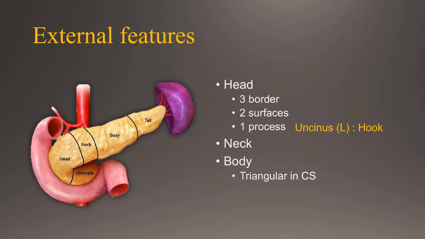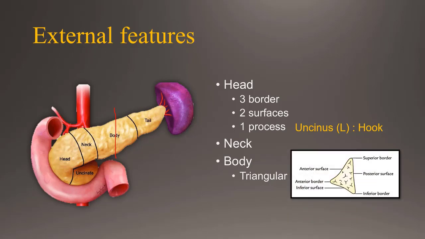Body is triangular in shape. When we take cross section through the body like this, we see it triangular. It has anterior border, superior border, and inferior border. The surfaces for the body are antero-superior surface, antero-inferior surface, and posterior surface. Tail is pointed. It is almost hidden into the hilum of spleen.